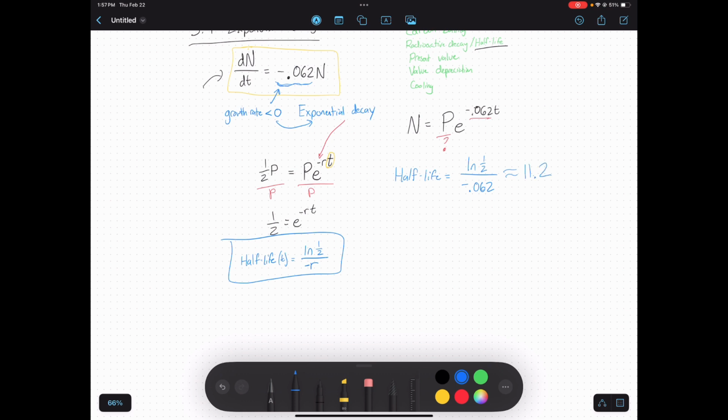Now, depending on your situation, this half-life value is going to be some sort of time unit. If it's in years, that's going to be the number of years it takes. If it's in days, it's going to be the number of days it takes for your amount to reach half of what it started with. So this is years or days or hours, just depending on your context.